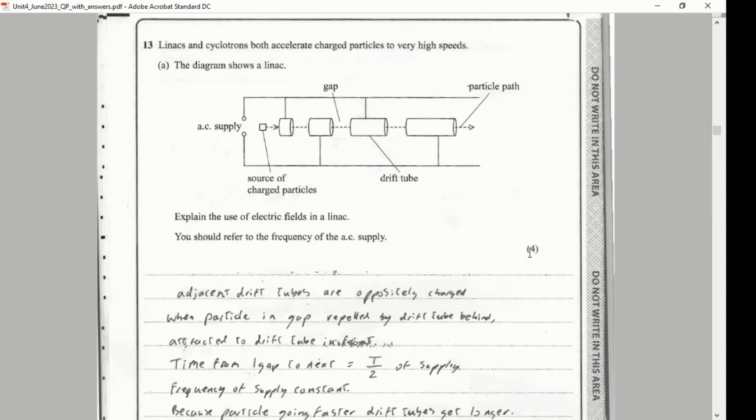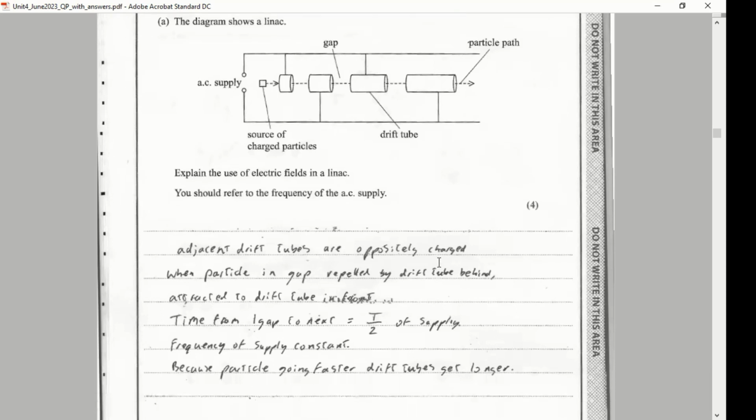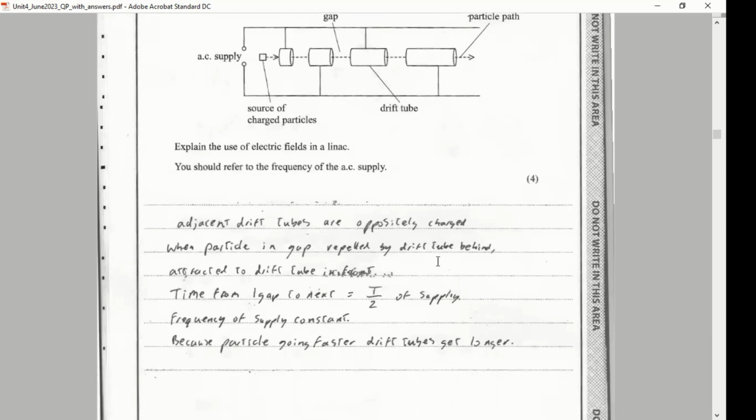First thing you need to say, I think, is adjacent drift tubes are oppositely charged. So when one's positive, the other's negative. When a particle is in a gap, it should be repelled by the drift tube behind and attracted to the drift tube in front of it. The actual acceleration of the particle only takes place in the gap. And the time to go from one gap to the next gap must be the time for the polarity to change, which is T over 2 in the supply.